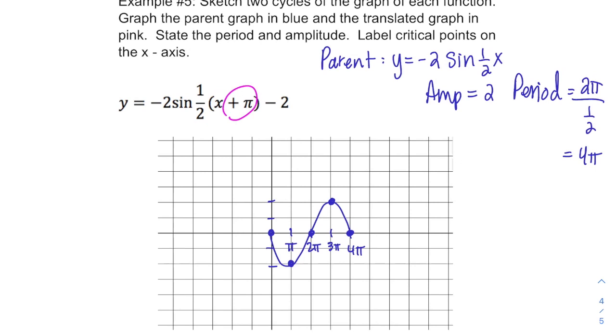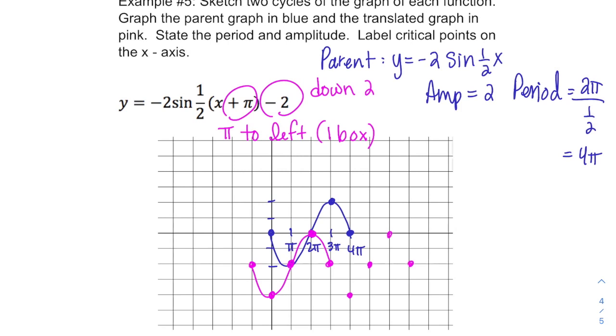We want to translate this. We're going to go pi to the left. And looking at my boxes, that's 1 box. We want to go 2 down. So 1 box left, 2 boxes down. I feel like we did that a lot in these notes. Here's the first cycle of this graph, and then I can continue that pattern. As long as the final graph, I guess I would say, has at least 2 cycles, that's what I would be looking for here. So there's our graph.